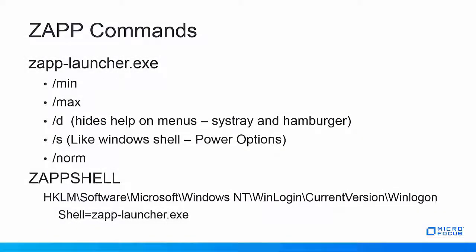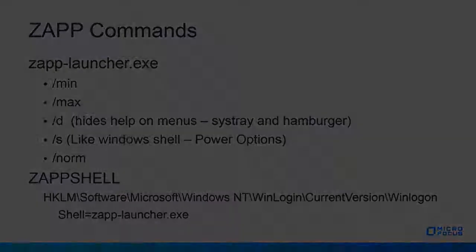Zap has some switches that can configure your needs for the user's desktop. The switches can be configured to minimize or maximize the Zap window, hide the help, act like a shell with power options like shutdown, restart, log in, log out, and even be a Windows Zap shell, very similar to the Now shell in previous versions, configuring the desktop as a kiosk with Zap-only icons for the user.